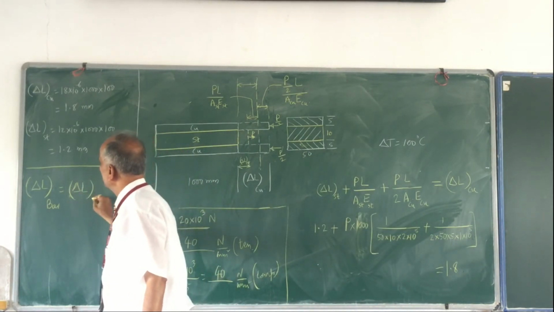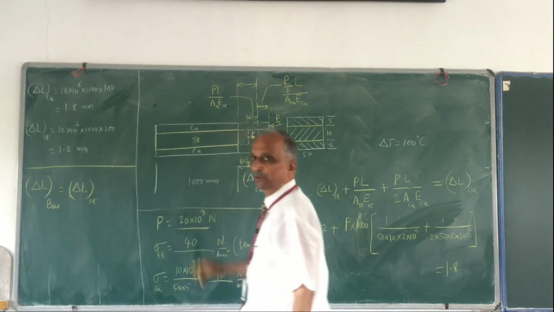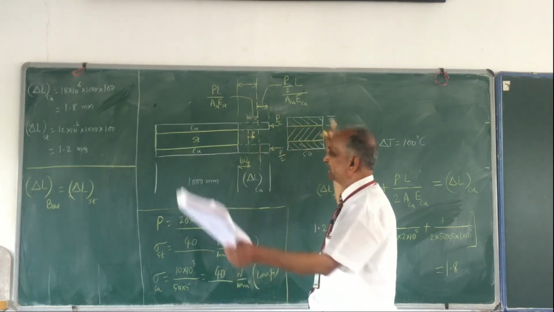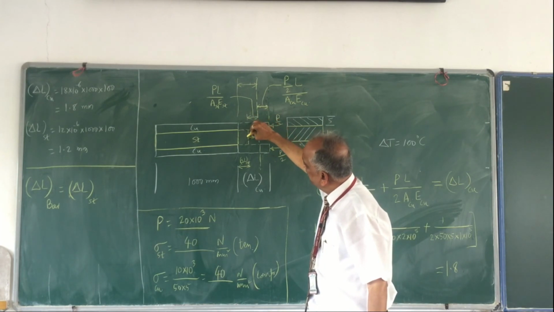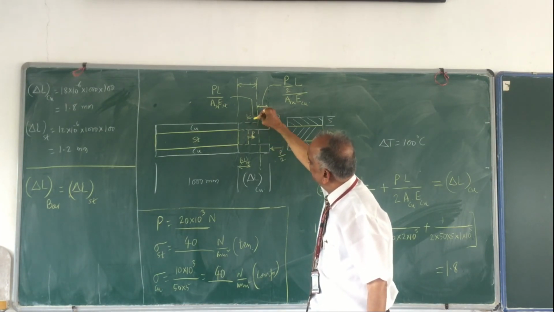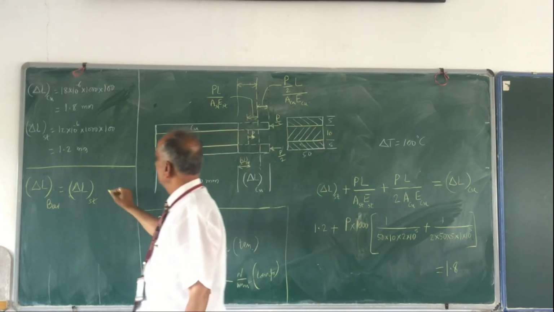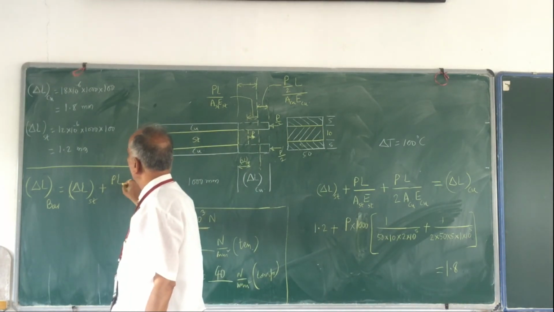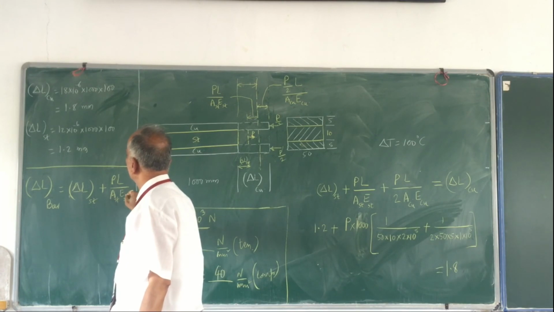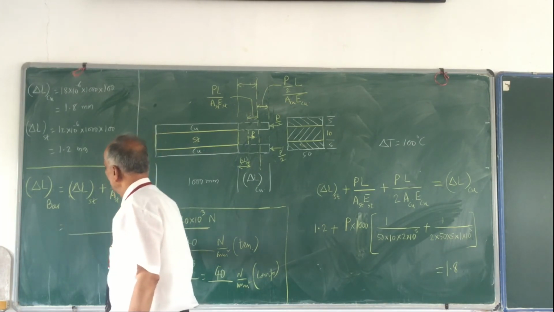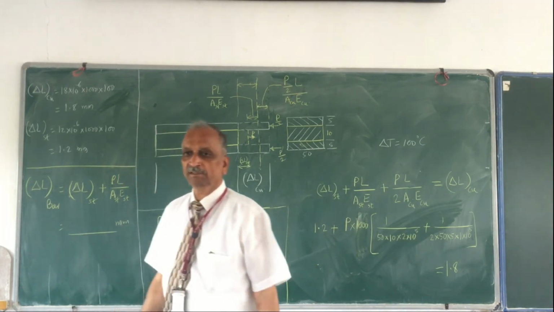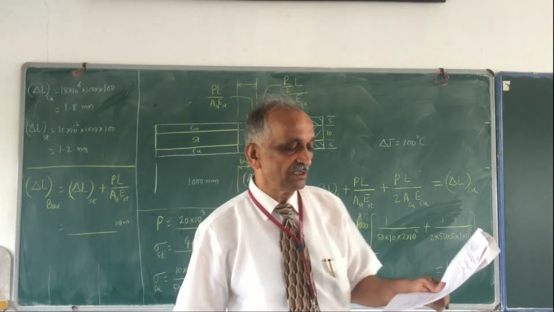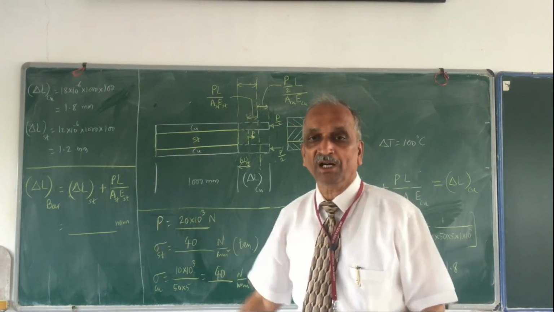Everything is there in this diagram. This diagram is very important. Therefore, make it as neat as possible. Delta LSP plus from here to here, what is this length? That is nothing but plus PL divided by ASP. Simplify this, and this will give you delta L, the change in length of the compound bar.